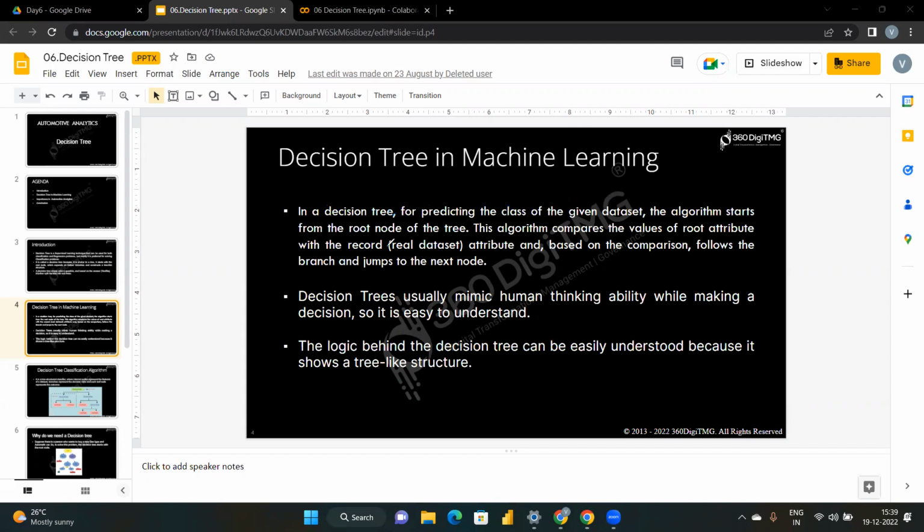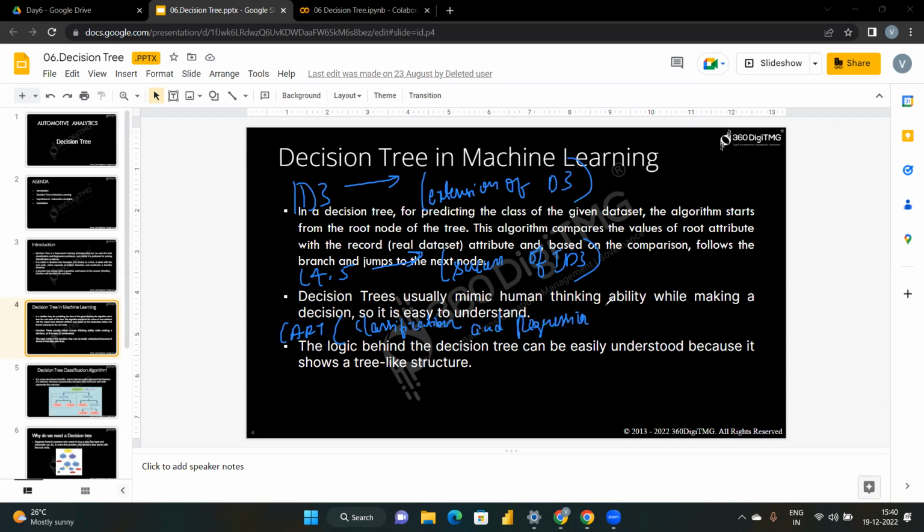Okay, so we have seen how decision tree works. Let us look into some algorithms used in decision tree. ID3, and then we have C4.5, which is an extension of ID3. So these are the algorithms which are used in decision tree. Okay. C4.5 is the successor of ID3. You know, right? The successor and predecessor. Okay. And we have CART, guys. Classification and regression trees.